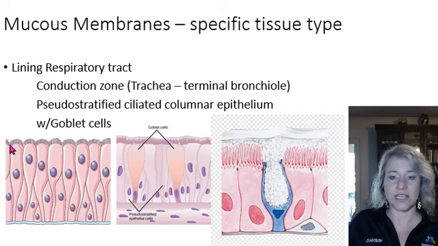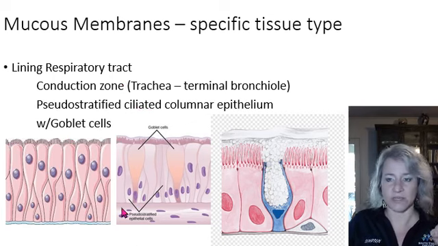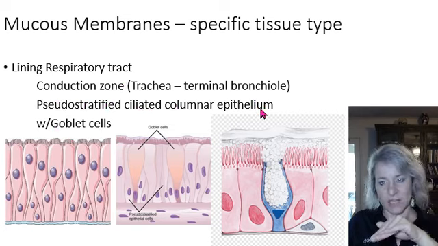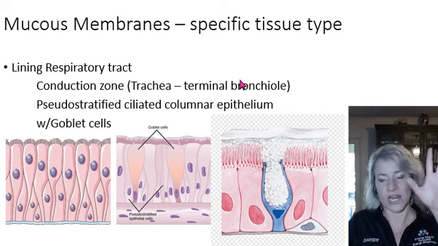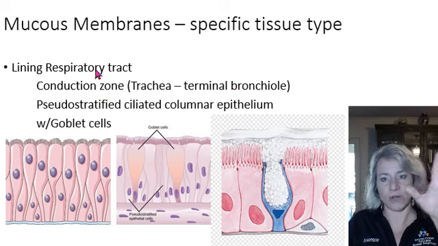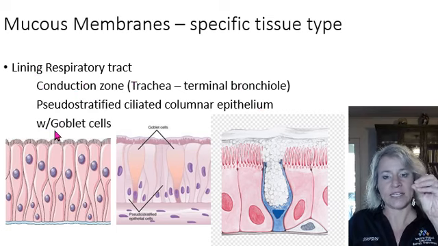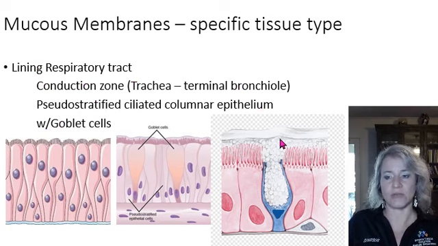Ciliated, these cells actually have cilia on their surface. And columnar, because they're long, they're column-shaped cells. They're not squamous. They're column-shaped cells. So pseudostratified ciliated columnar epithelium is what lines our upper respiratory tract, this conduction zone. And it has goblet cells as well. So every once in a while you'll run across a goblet cell that's secreting mucin.